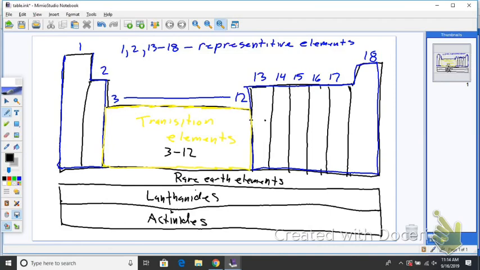All right. We're also going to switch gears here, and we're going to show you some families. So periods go across. As we go across the periodic table from left to right, across the row, that's called a period. If we go up and down, those are called groups. So up and down are called groups. Going across are called periods.